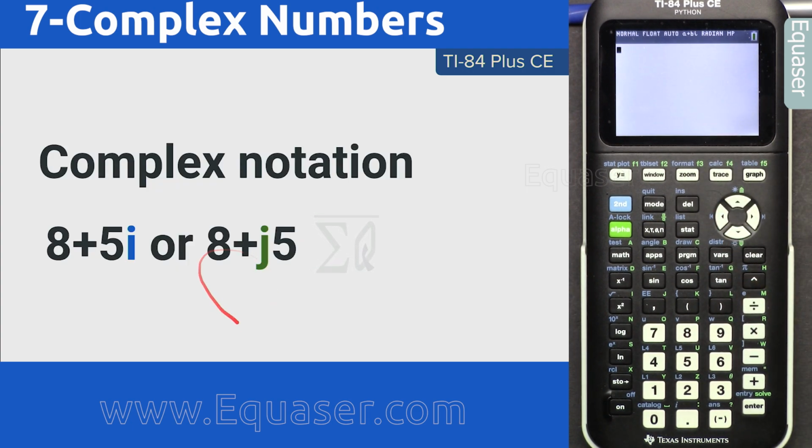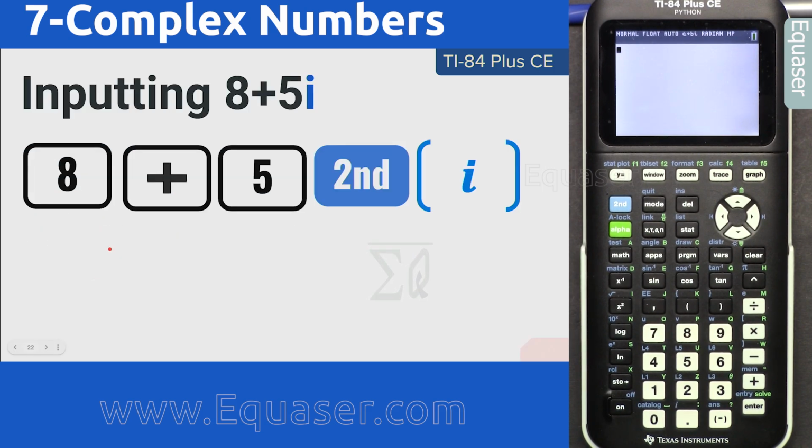Now the complex notation is such that some books or teachers use a real plus a number with i, or you will see real plus j and an imaginary value. So i is at the end, and here j is just before the number. Remember, this calculator uses i and we go with this i.